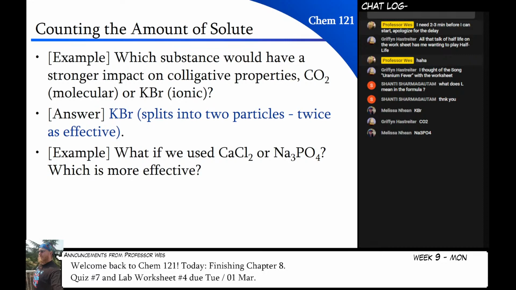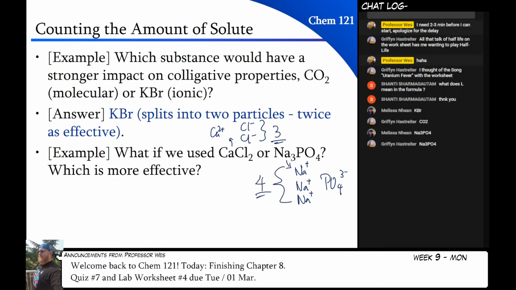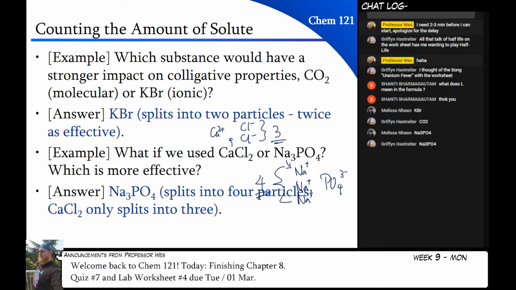All right, so how many particles will each of these split into? So calcium chloride would split into a calcium and 2 chlorides, whereas sodium phosphate would split into a bunch of sodiums and a phosphate. Which one has more pieces? This one gives you 3. This one gives you 4. So the one that splits into more pieces should give you a stronger impact.